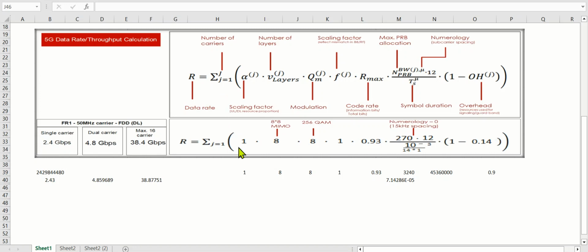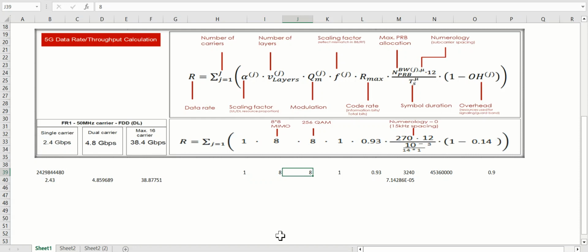The first one is the number of carriers. So if we are considering a single carrier, let's assume we are having only one carrier available. On the basis of that, let's calculate the peak throughput. We are considering MIMO, which is 8x8 MIMO, so we are considering 8 different layers in advanced antenna technique. Then we are using the modulation of 256 QAM.